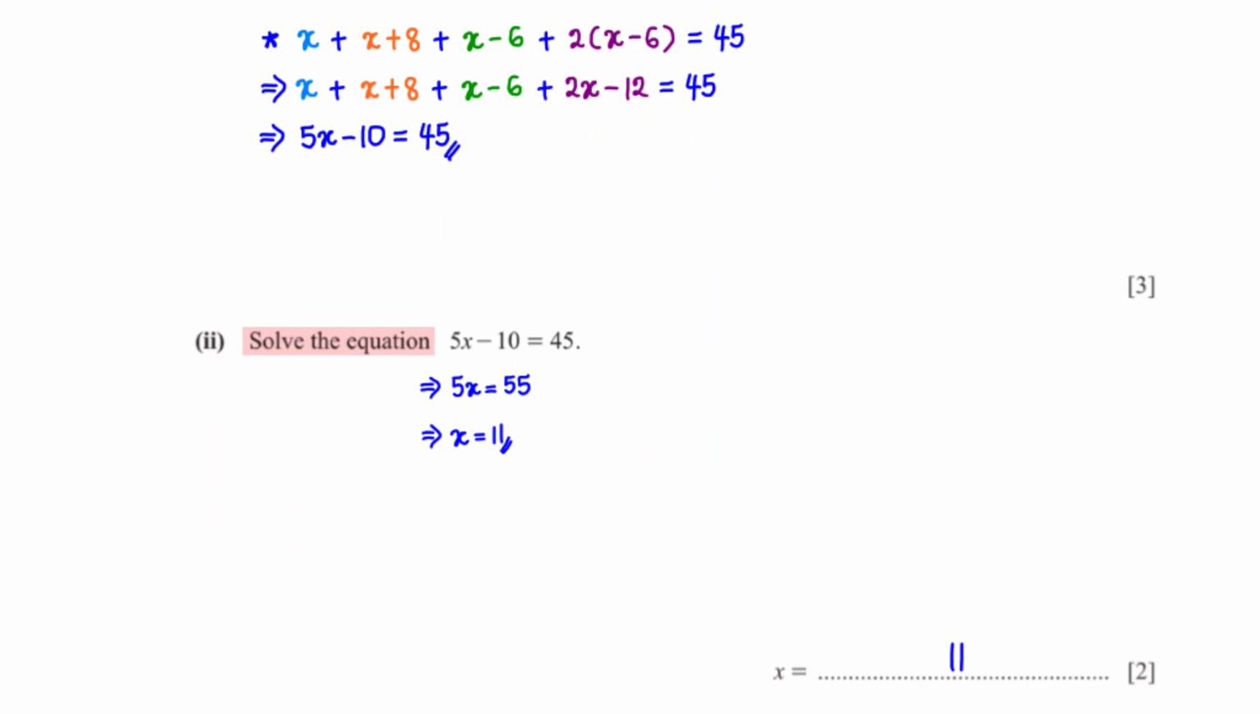Solve the equation 5x minus 10 equals 45. When we add 10 to both sides of the equation, we have 5x equals 55. And when we divide both sides by 5, we have x equals 11.